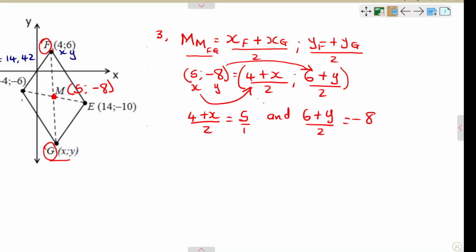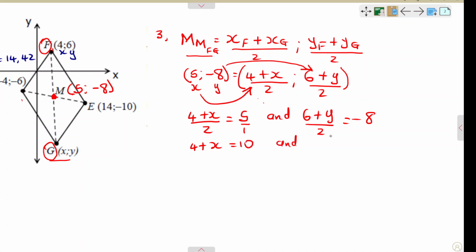If you cross multiply here, this denominator of 2 will multiply that 5, and this denominator of 1 will multiply that 4 plus x. So 4 plus x will be equal to 5 multiplied by 2. That will be a 10.